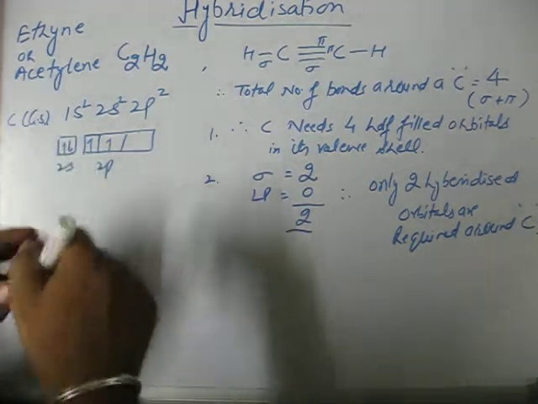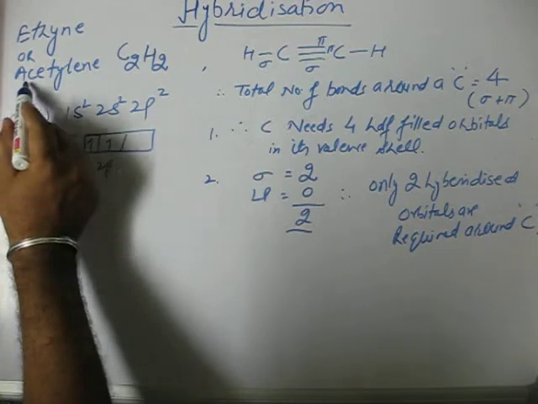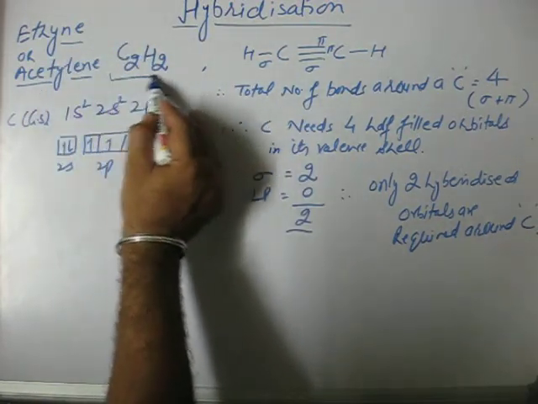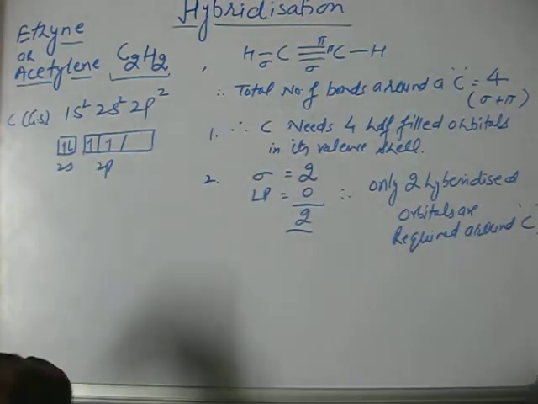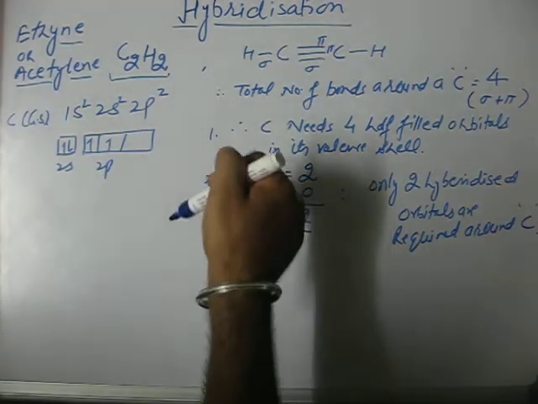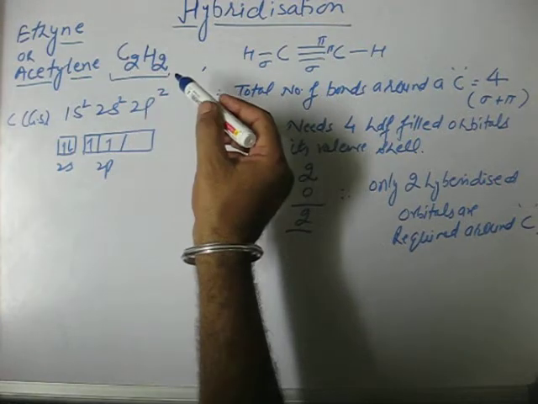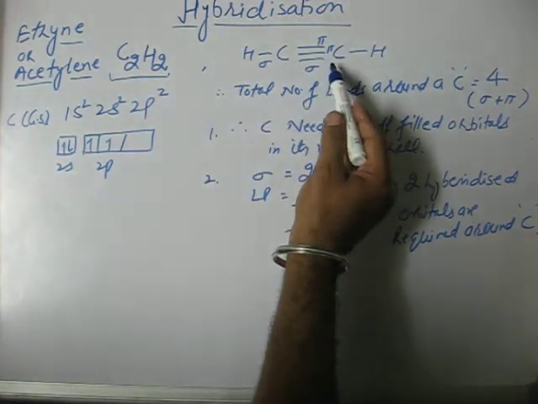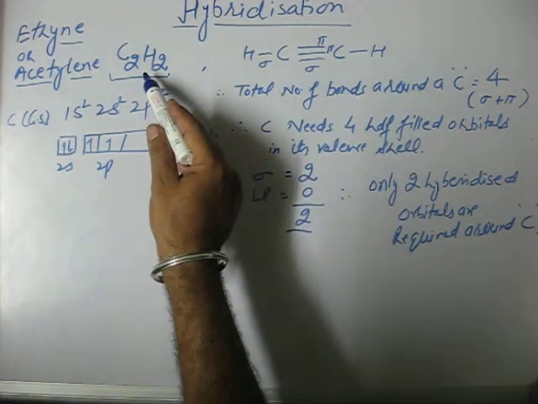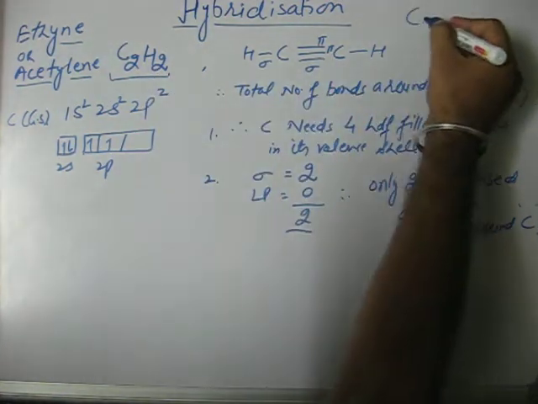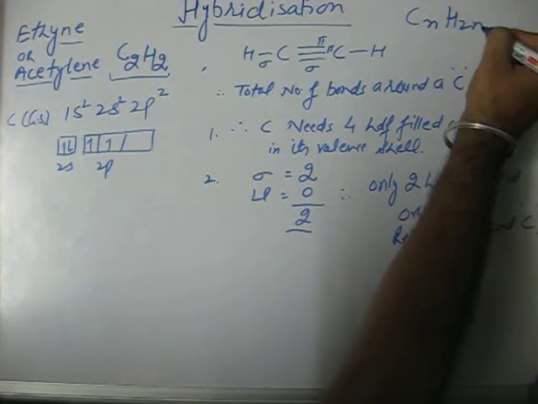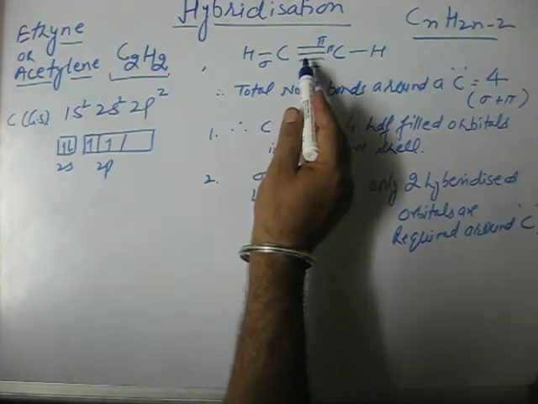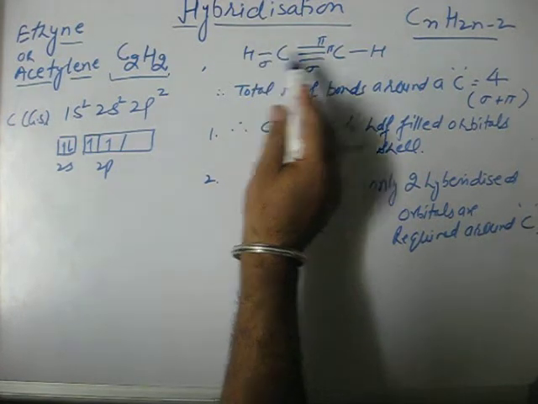Now let's explain ethyne or acetylene, the bonding involved in this molecule using the concept of hybridization. Now if we see its structure, we know it's an alkyne, so there will be a triple bond between carbon and carbon, as appears from its molecular formula, which is CnH2n-2, right?